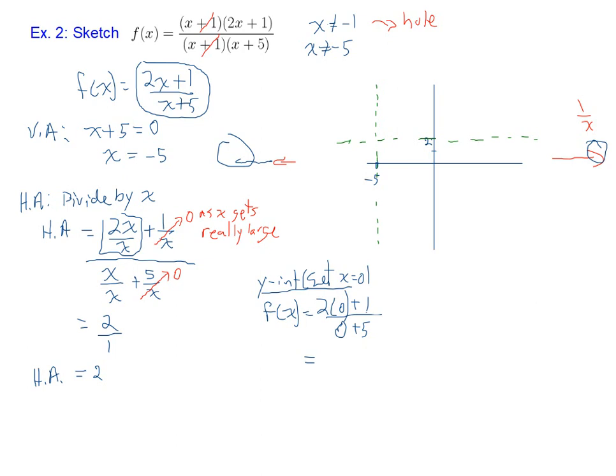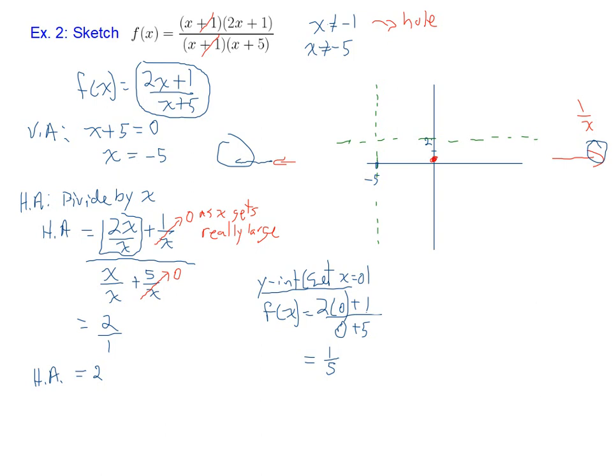And we get 2 times 0 is 0 plus 1 is 1, and 0 plus 5 is 5, so we get 1/5. So the y-intercept is at 1/5. So less than 1, 1/5. Let's put it somewhere in about here. In fact, let's use a different color for that. Let's do this in red. So we get 1/5 right here.